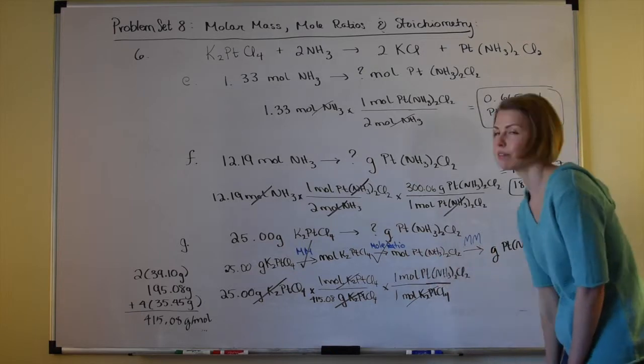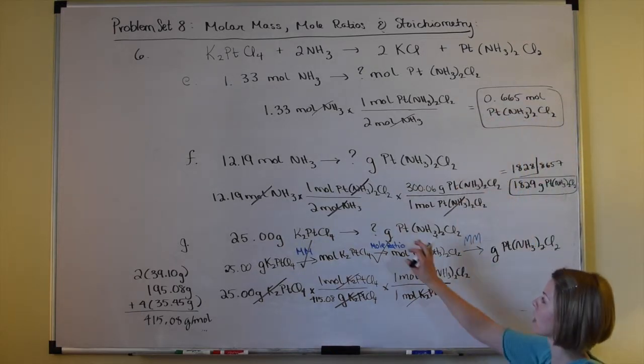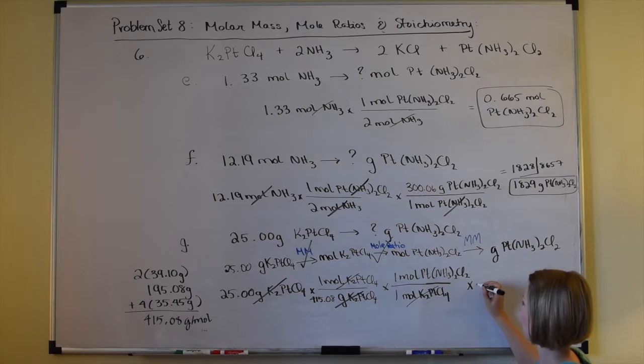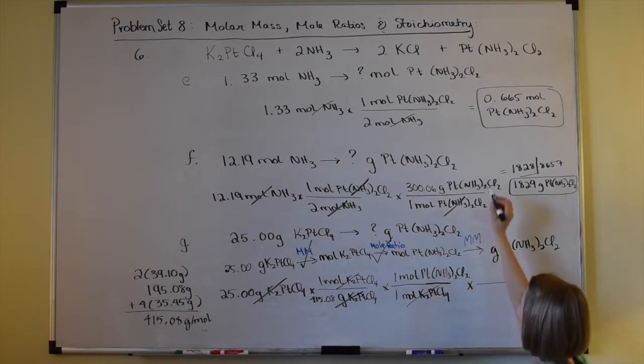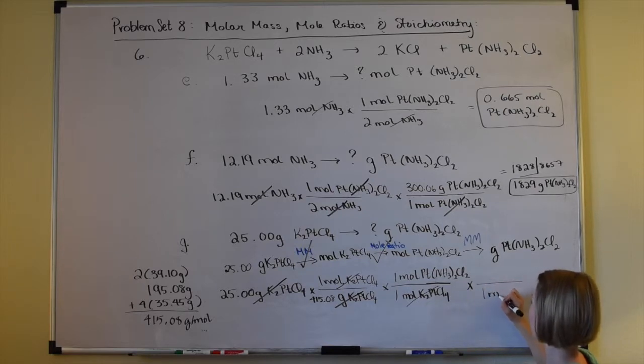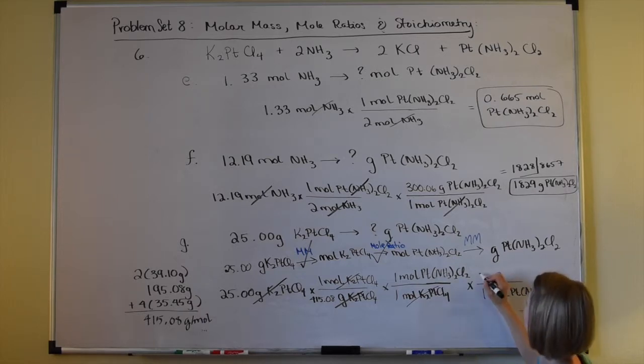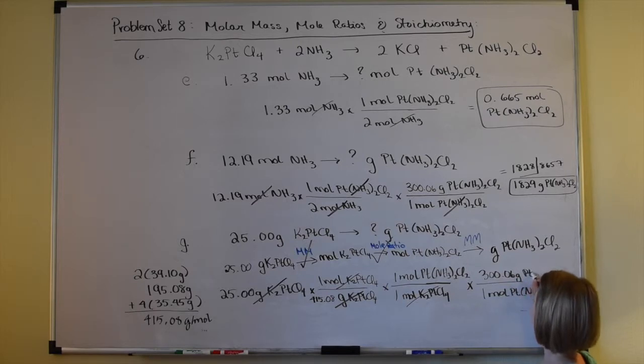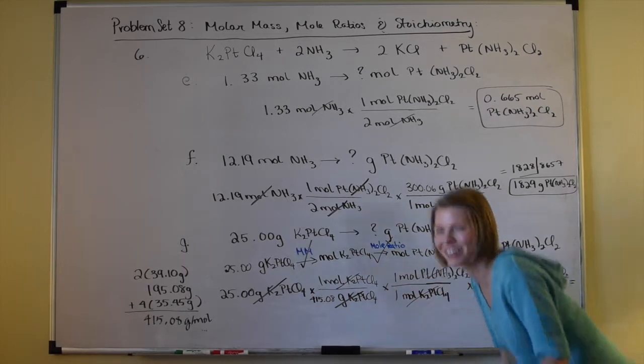Okay. I don't want to leave my answer in moles. I want it in grams. The problem asks for grams. So fortunately we still have our molar mass up here for cisplatin. So for every 1 mole of cisplatin, there are 300.06 grams of cisplatin. Ooh, it's a lot of work.